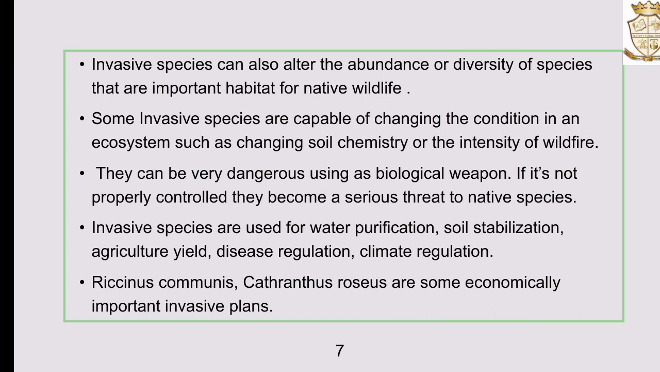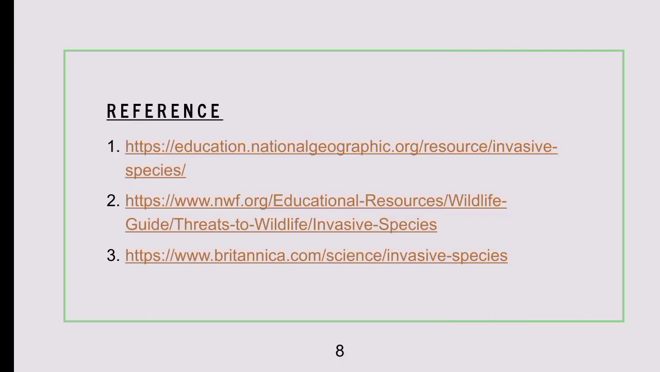Invasive species also have some useful effects in water purification, soil stabilization, agriculture yield, disease regulation, climate regulation, etc. Ricinus communis and Catharanthus roseus are some economically important invasive species. That's all about the invasive species.